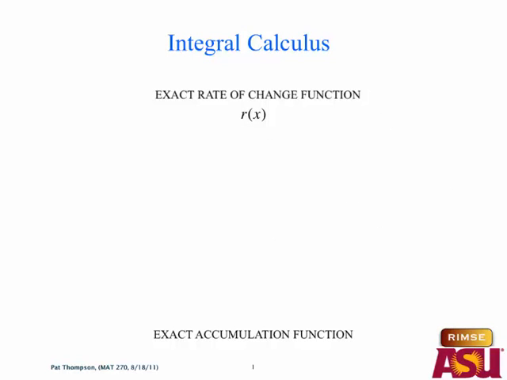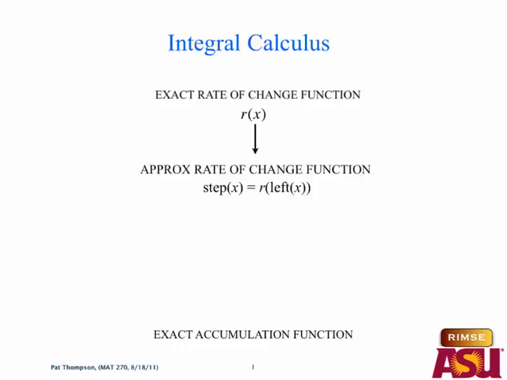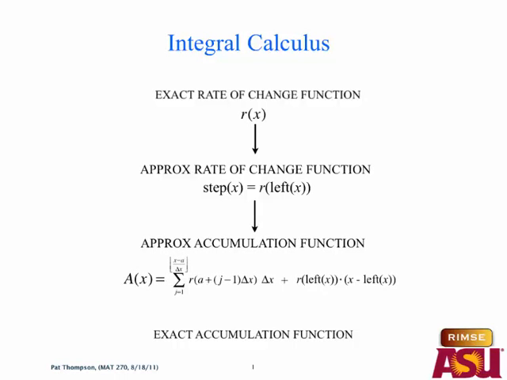All right, so let's keep looking at this here. So our exact rate of change function, R. From that, we built the approximate rate of change function, the step function. And then from that, we build the approximate accumulation function. That's this bad boy. And then the last step in the journey will be to get from the approximate accumulation function to an exact accumulation function. Again, we might start talking about that at the end of class today.